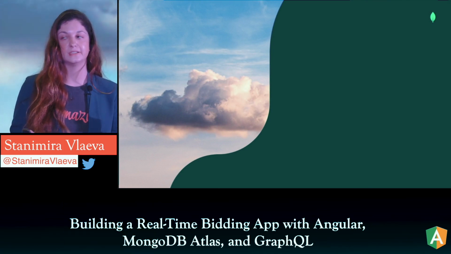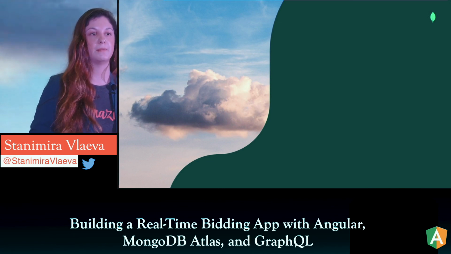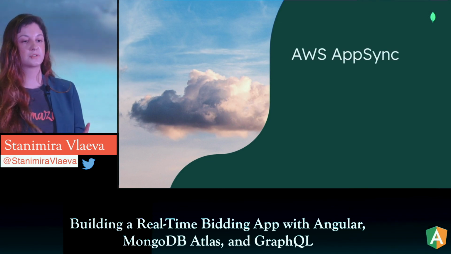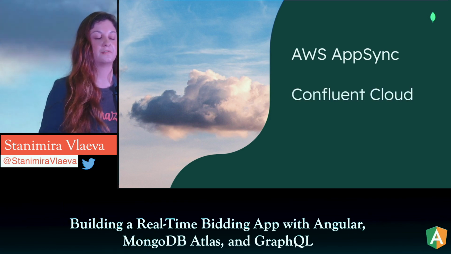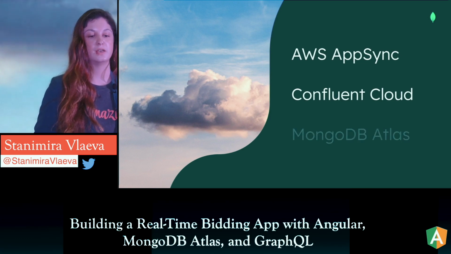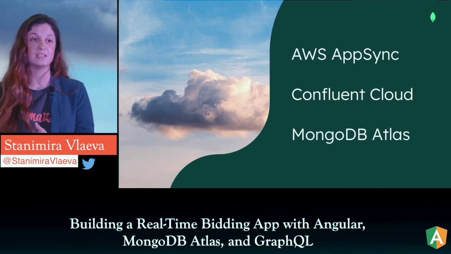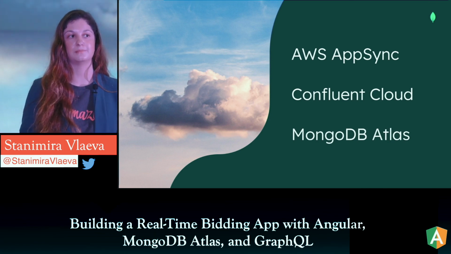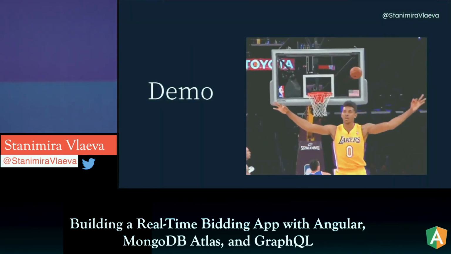There are a few different ways to implement that using a cloud service. AWS AppSync is one of the most popular ones. We've got Confluent Cloud as well. If you are a fan of Kafka, that's probably what you are going to be looking for. And I already showed you MongoDB Atlas. And I'll show you how to use server-sent events under the hood to receive real-time data changes. Let's see how that works.